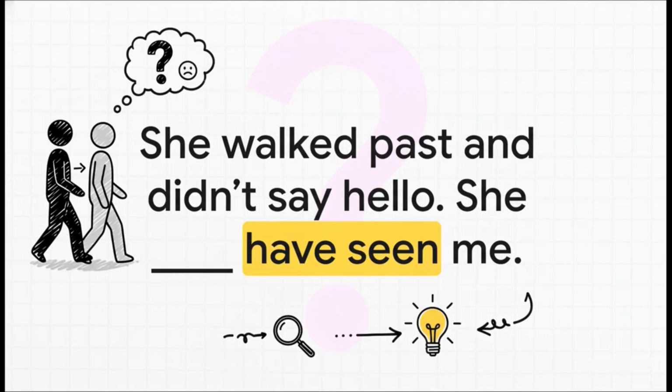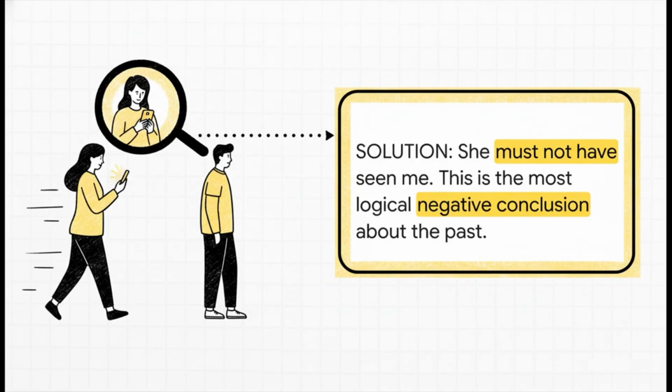All right, last one, the final case. You see someone you know. They walk straight past you and don't say a single word. What's the logical conclusion you should draw here? And the solution is, she must not have seen me. It's simply the most logical, negative deduction you can make about that past moment. Case closed. You've cracked them all.